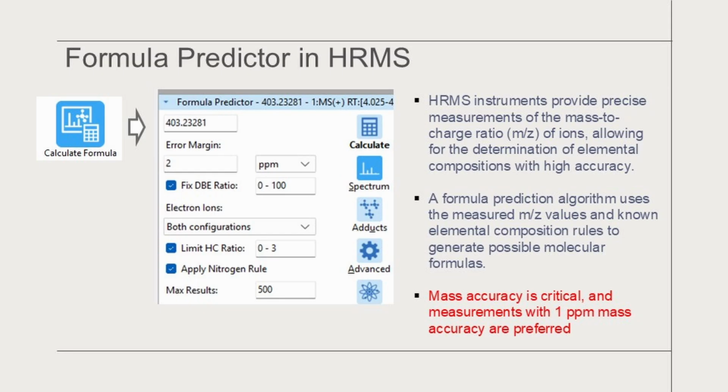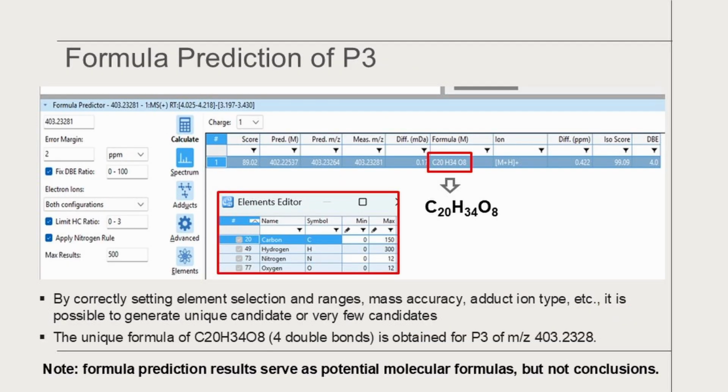Formula prediction leverages the high mass accuracy to propose potential molecular formulas for detected ions, aiding in the identification and annotation of unknown compounds. The algorithm uses the measured m/z values and known elemental composition rules to generate possible molecular formulas. Mass accuracy is critical, and measurements with 1 ppm mass accuracy are required to easily obtain the correct formula. It is important to set correctly the element selections and ranges, mass accuracy, adduct, ion type, etc.